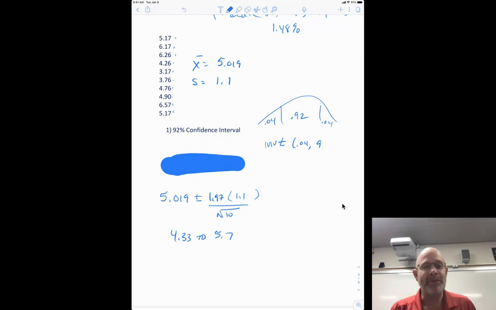So the t is very simple. We're going to start seeing the same things. Hopefully we're getting used to the process now. Everything works the same except you just replace your z with your t, and your sample standard deviation replaces the population standard deviation.